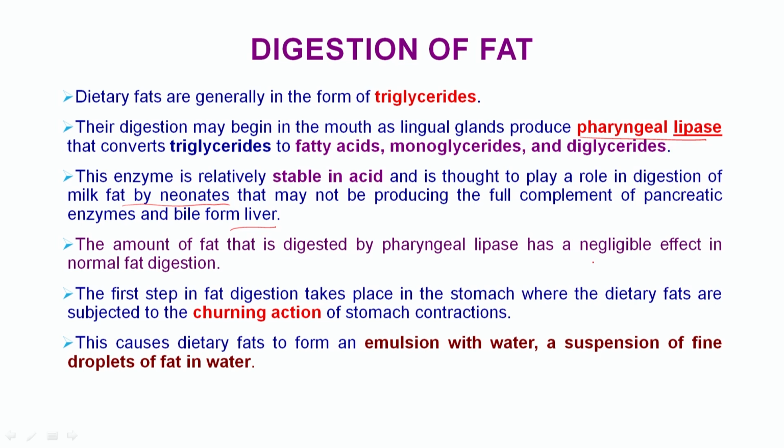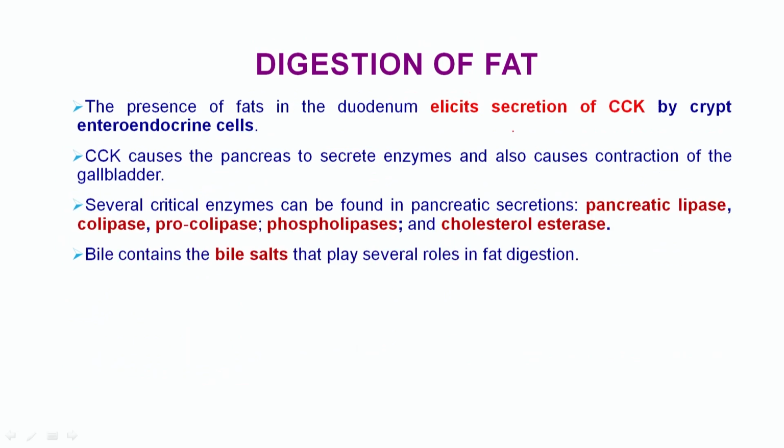The first step in fat digestion takes place in the stomach, where the dietary fats are subjected to the churning action of stomach contractions. This causes the dietary fat to form an emulsion with water, a suspension of fine droplets of fat in water. The presence of fat in the duodenum elicits the secretion of CCK. I told you the presence of fat and protein is the main stimulus for the production of CCK from the enteroendocrine cells of the upper duodenum.